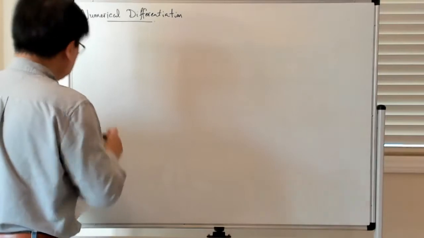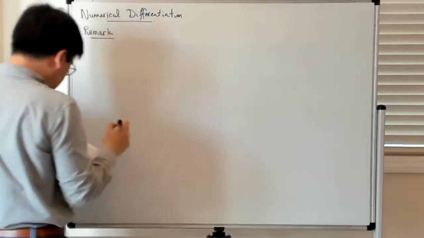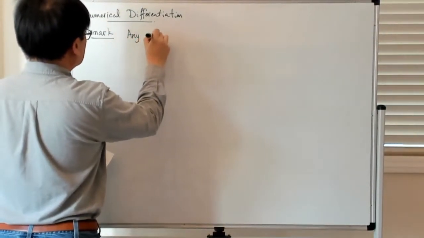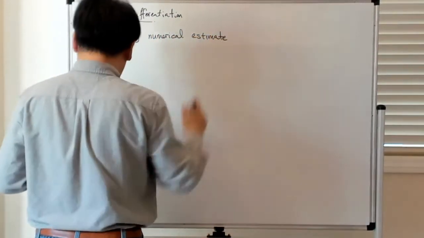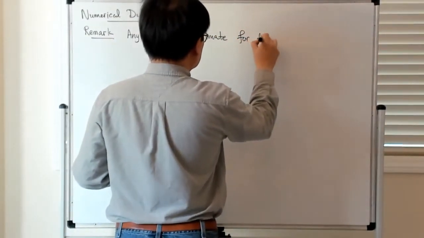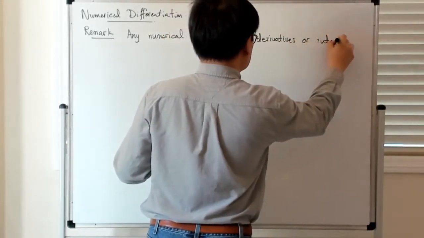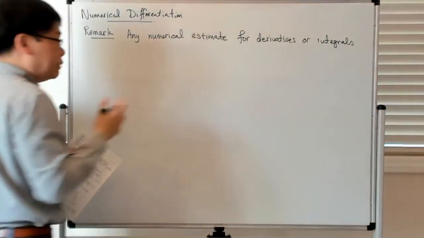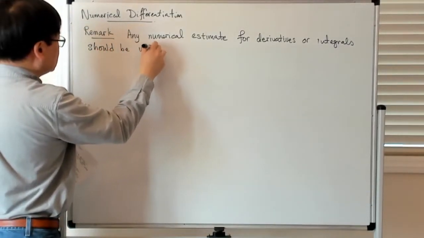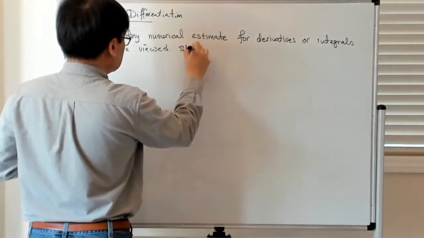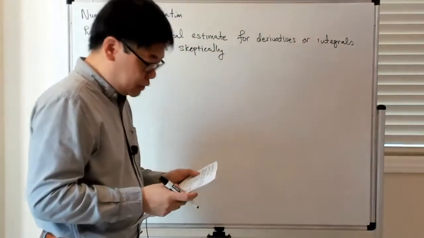So that's important. So let me just state the remark that any numerical estimate for derivatives or integrals, right, should be viewed somewhat skeptically unless it is accompanied by some bound on the errors which are involved.